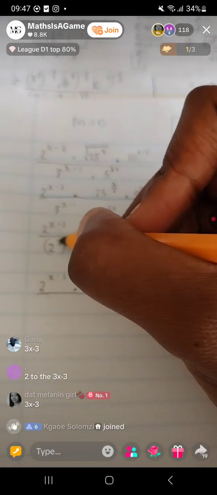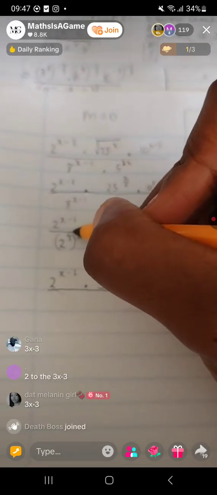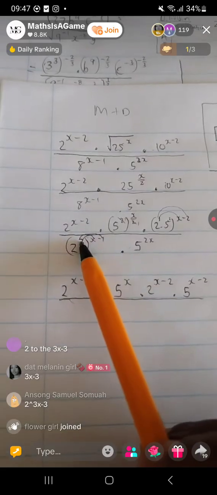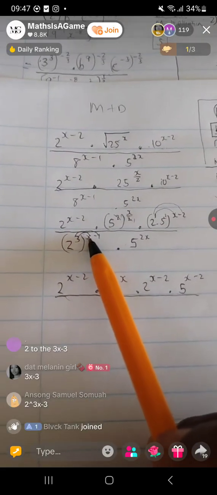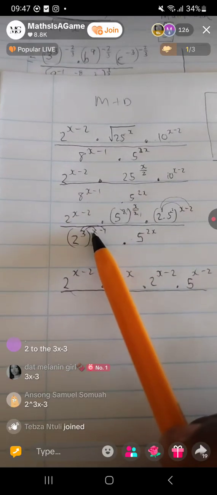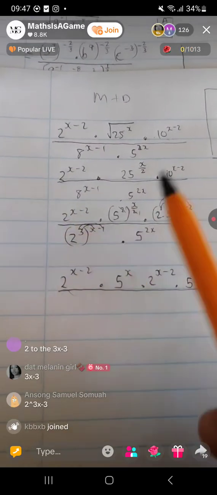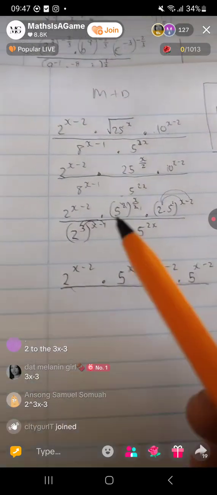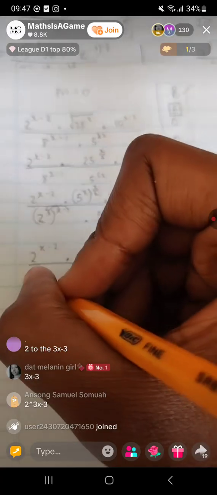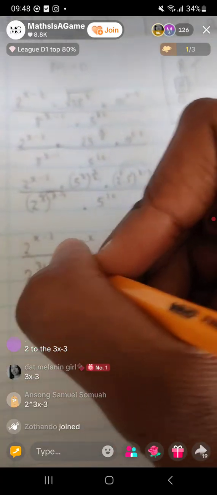So that means we distribute 3 times x, 3 times negative 1. This is something sometimes learners forget. They distribute the 3 to the x, and then they don't distribute the 3 to the negative 1. So this is like a monomial by a binomial. So let's always make sure that we distribute the exponent to completion, okay? So 2 to the power 3x minus 3.